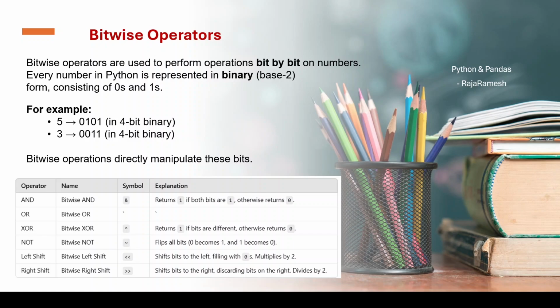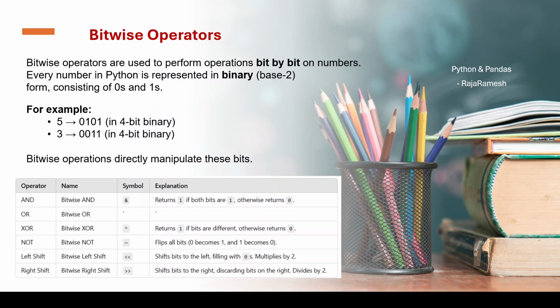Okay, let us see the table shown here. We have different kinds of bitwise operators: and, or, XOR, not, and shifting, left shift and right shift. And is actually called bitwise and. It returns bits instead of True or False. The symbol we use for bitwise and is the ampersand symbol, and it returns 1 if both bits that are being compared are 1. Otherwise it will return 0.